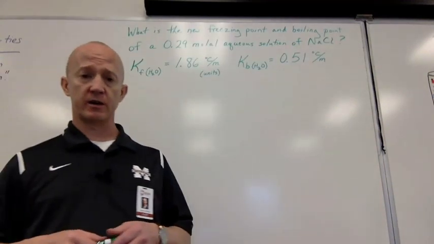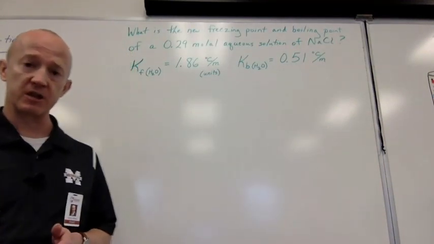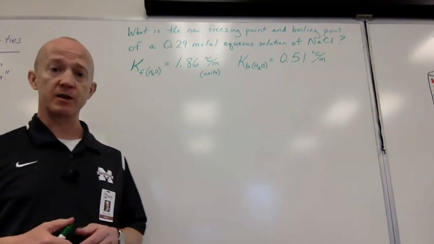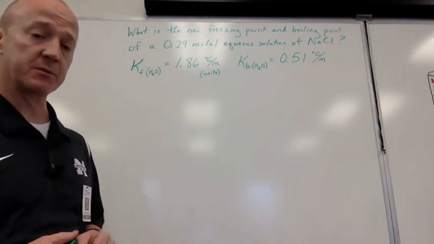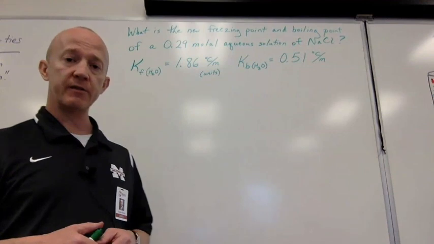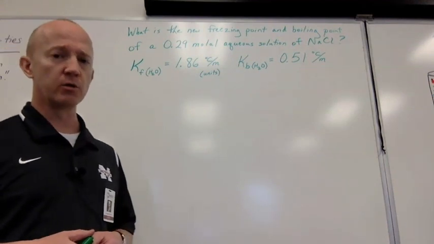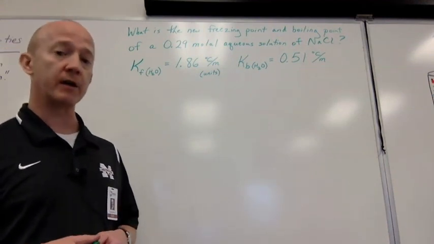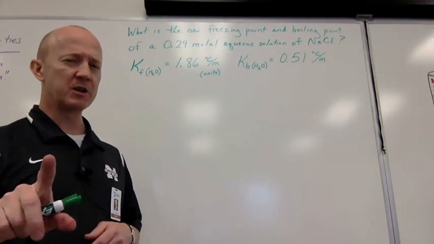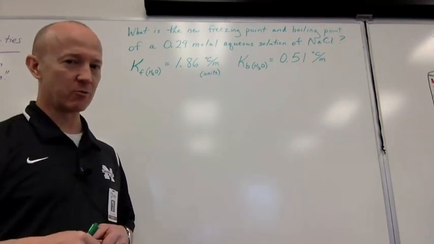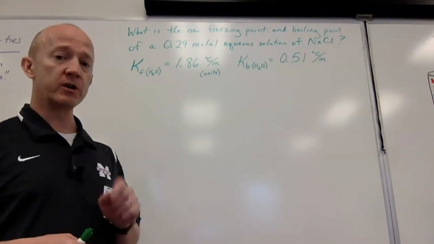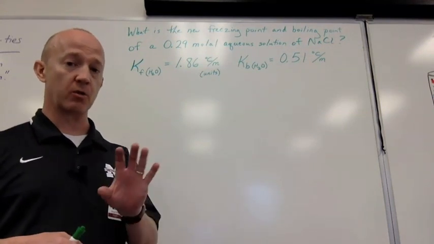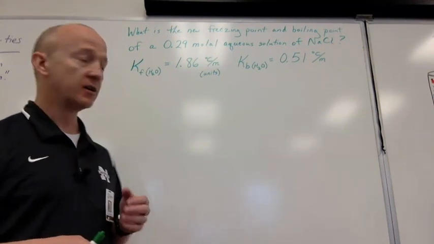So let's do a couple of quick problems just to give you an example, and we'll use this. What is the new freezing point and the new boiling point of a 0.29 molal solution of sodium chloride? Aqueous solution, which means what? Dissolved in water, right? So we're going to use the constants for water because that's our solvent.